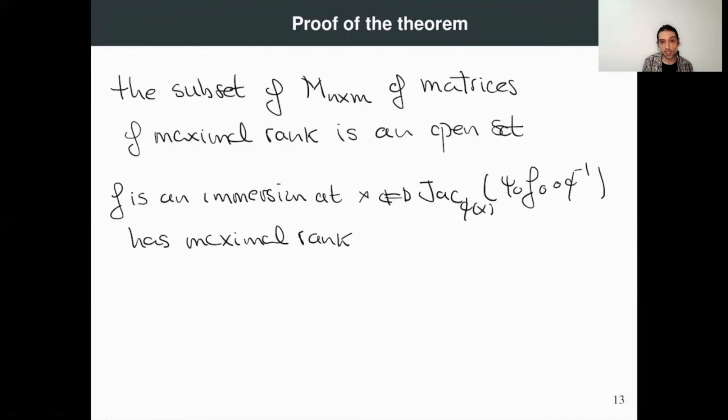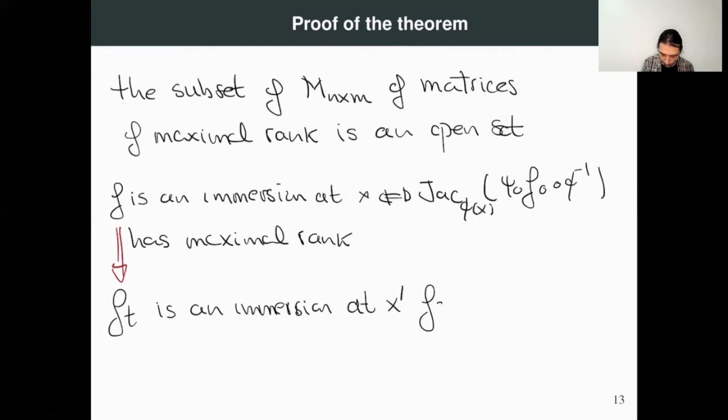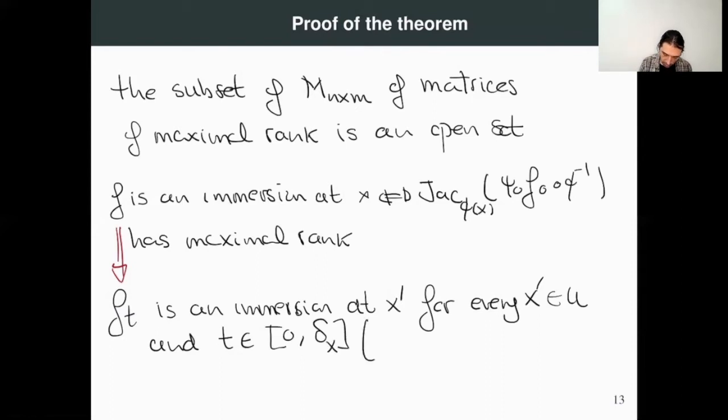But since this property is an open property in the set of matrices, that implies that if F is an immersion at the point x, then we're going to deduce that Ft is an immersion at the point x prime for every x prime in U and t that belongs to some closed interval whose ends are 0 and delta sub x, where U is a neighborhood of x and delta sub x is positive.